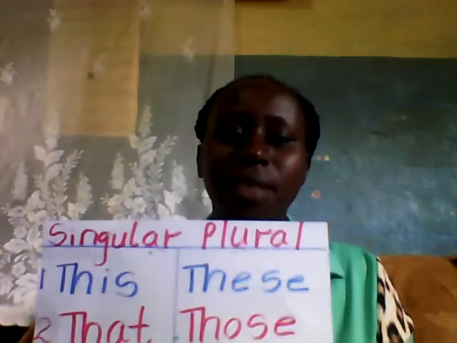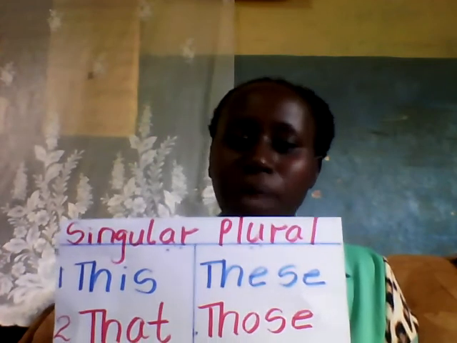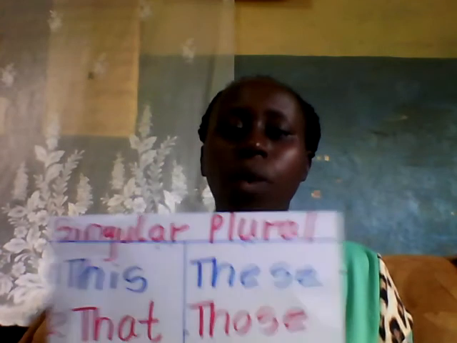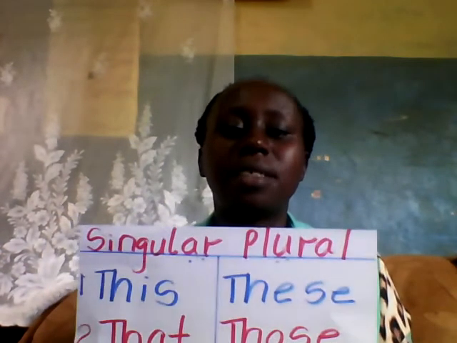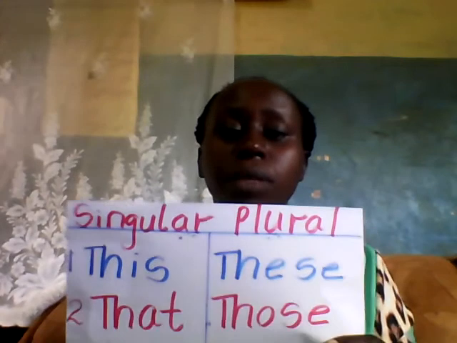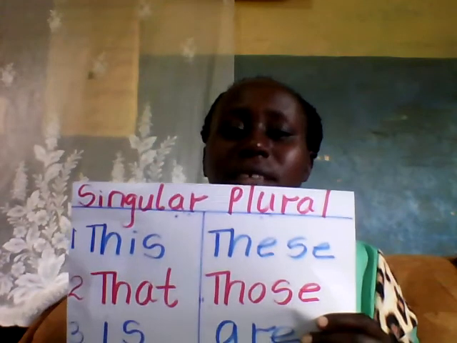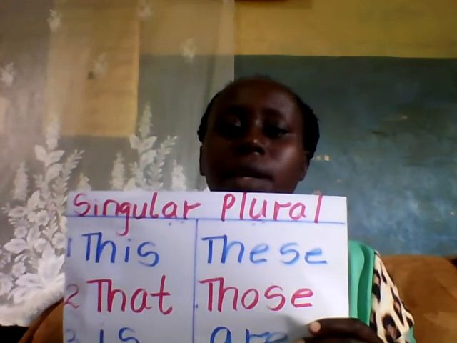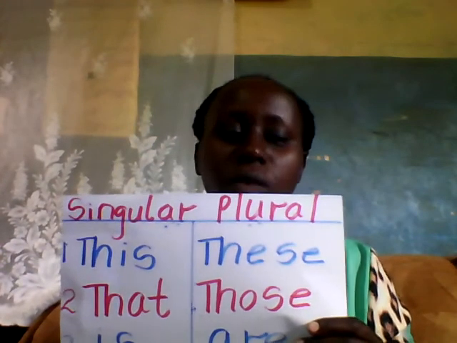I can give a sentence. This is a ruler. When it is one, we say this is a ruler. But when we talk about plural, we say these are rulers. That is how we say the sentence in plural form.